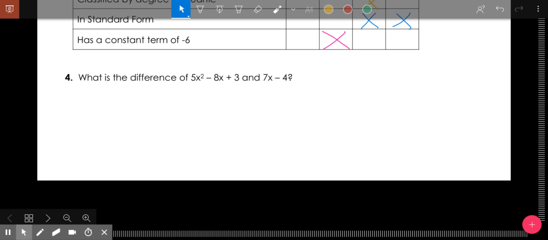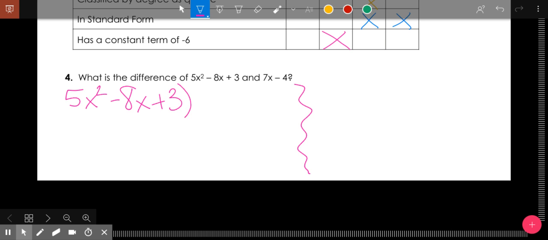Next one, what is the difference? So we can do this one of two ways. We know 5x squared minus 8x plus 3, we're taking that because we're finding the difference, so we're subtracting, minus 7x minus 4. We have to change our subtraction to addition, and then we change the signs in the parentheses right after. So now we have our problem, and we're going to combine like terms. So I only have 1x squared.